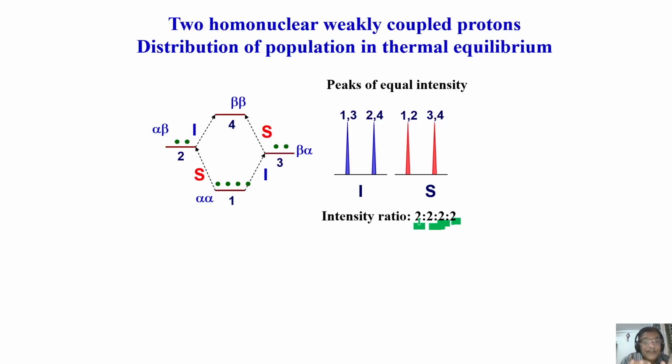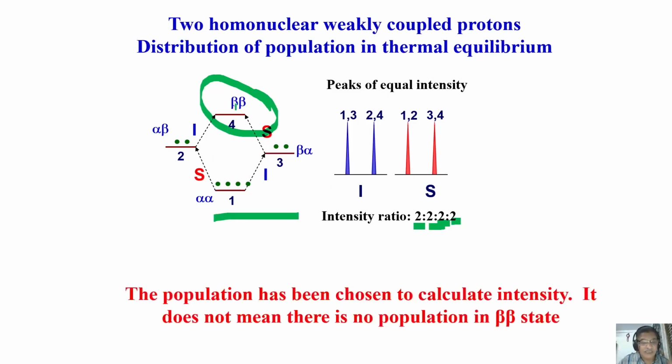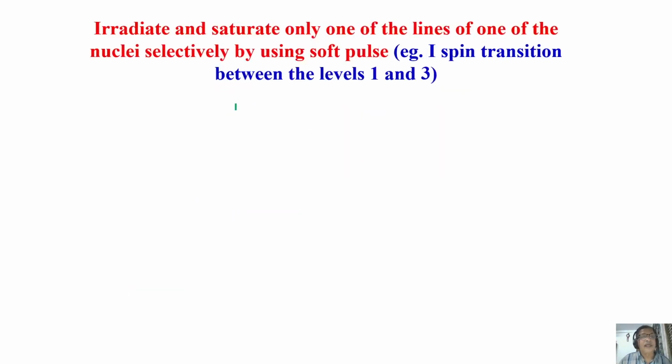But it is only a rough estimate, only for understanding purposes. Don't think there are no spins at all in a state. There are a large number of spins distributed among all the spin states. Finally, it so happens that when you get the transitions, there is equal intensity. Only to make my calculation simple, I have taken this. Never be under the impression that there are no spins in the beta beta state. That's wrong, that is not the case. There are spins present in the beta beta state also.